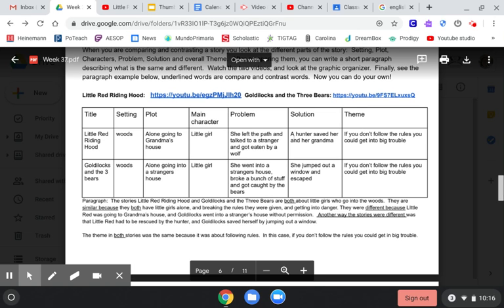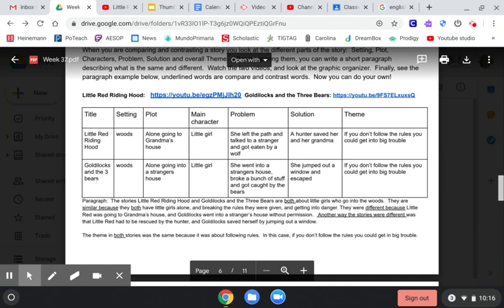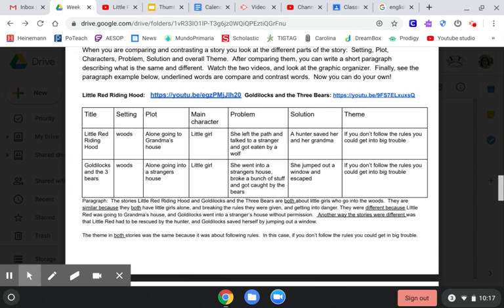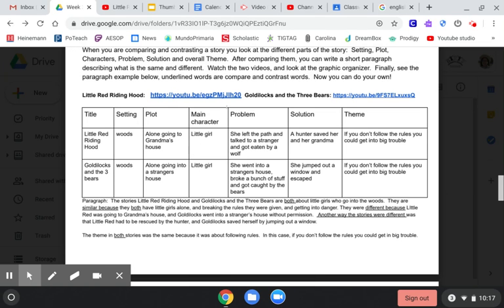And we worked with Little Red Riding Hood last week, so you should be very well aware of what happens in that story. Now let's talk about Goldilocks and the Three Bears. It also takes place in the woods because bears live in the woods, and the plot is a girl alone going into a stranger's house. If you remember, she goes into a stranger's house and she tries everything, like their soup, their chair, their bed. Okay, so the main character is also a little girl. The problem is she went into the stranger's house, broke a bunch of stuff, and got caught by the bears. The solution is that she jumped out of the window and escaped. And the theme: if you don't follow the rules, you could get into big trouble.